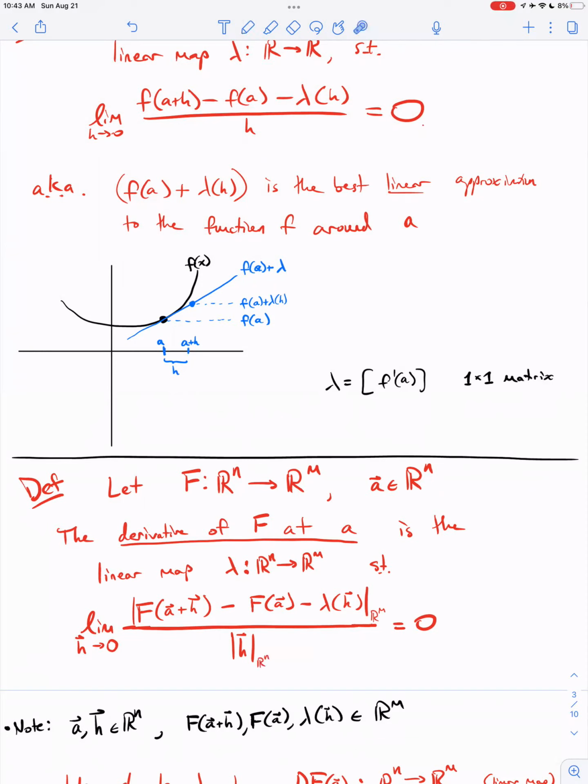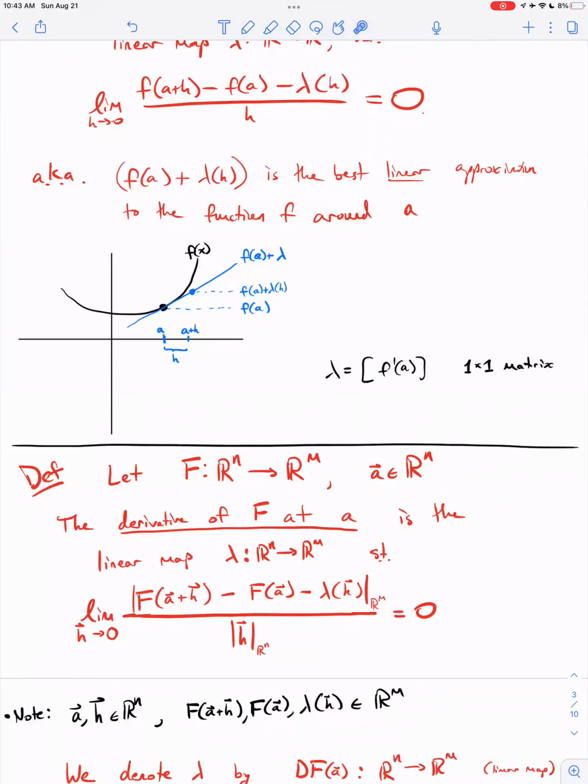As I said, the numerator lives in Rm, the output space, and the denominator h lives in Rn, the input space. I'm putting little vector symbols on all my a's and h's to show that they are actually vectors. I might drop that in a little bit, but just to emphasize that they are vectors. Oh, and here are the notes, right? This is exactly what I said. These two things are in Rn. These two things in the numerator are in Rm.